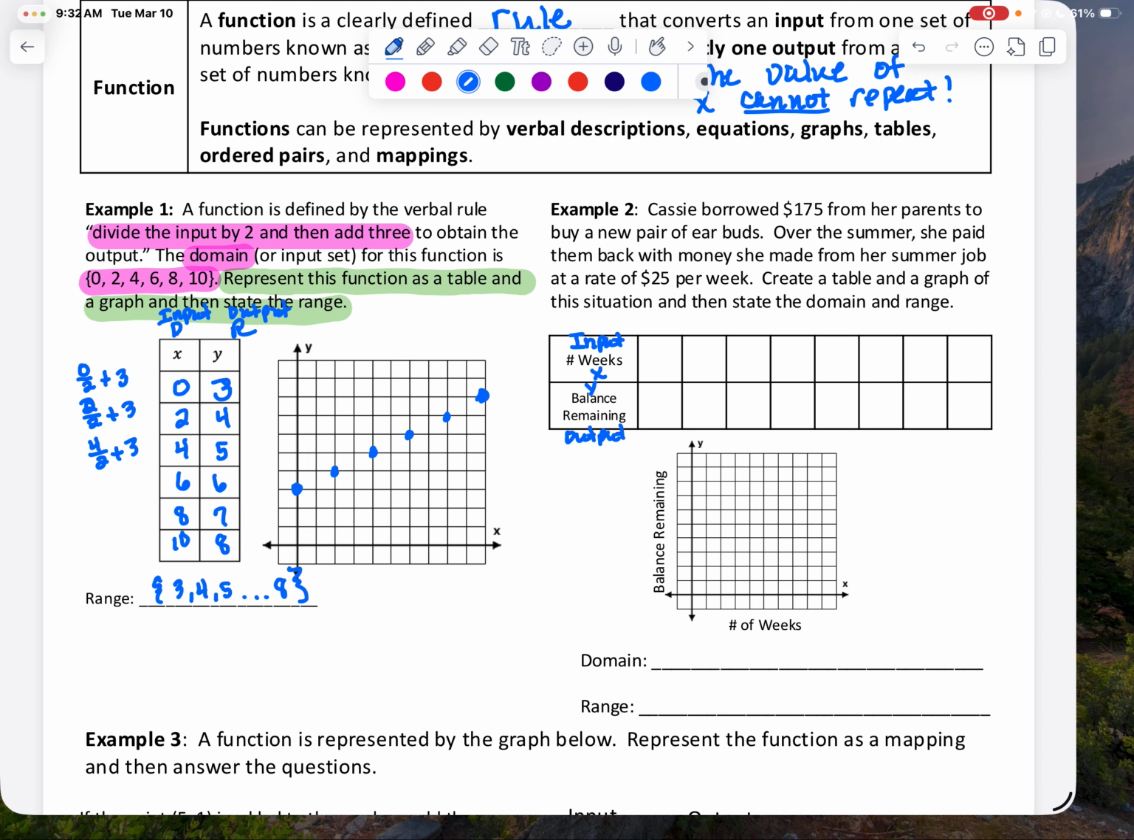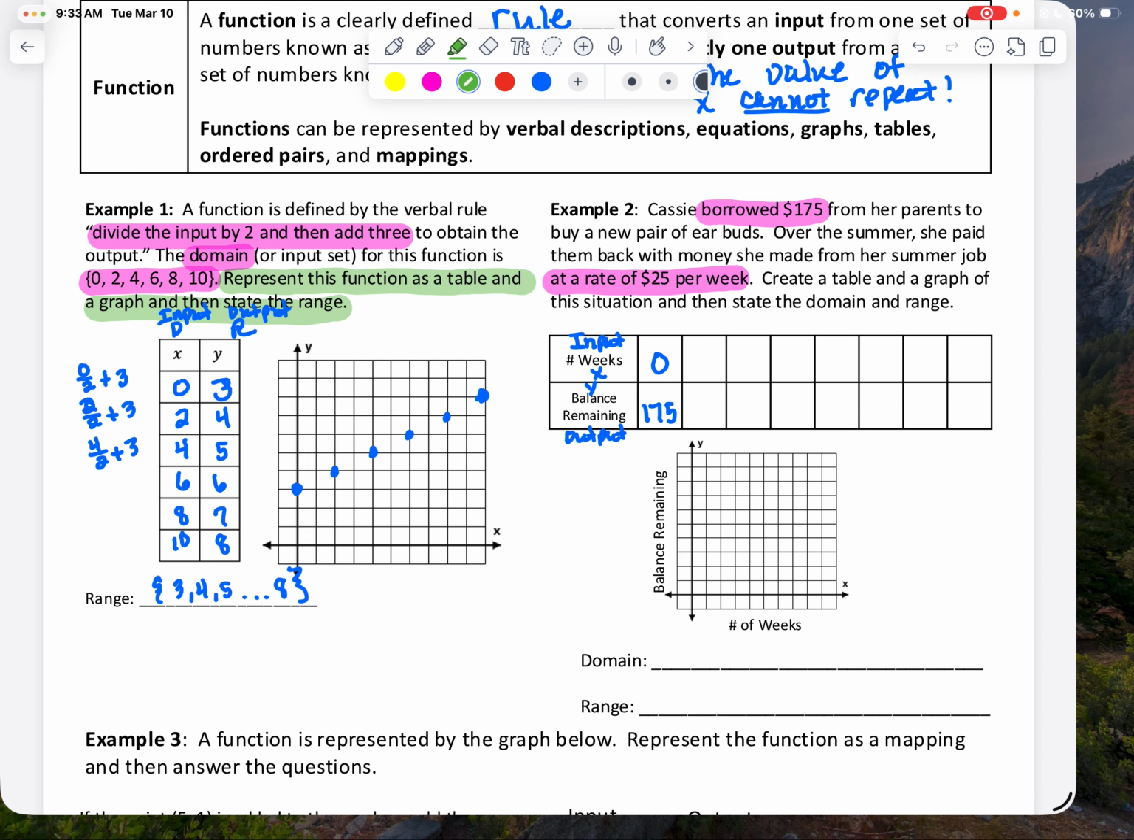Okay. So in the beginning, at week 0, we know that Cassie owed $175. Now, let me go back because I didn't highlight our knowns and our unknowns for this problem. And I think that's a really important skill to get used to doing, is to highlight what do you know and what are you trying to find. So in this problem, we know she borrowed $175 from her parents. And we also know she's going to pay them back at a rate of $25 per week. So that's basically our knowns.